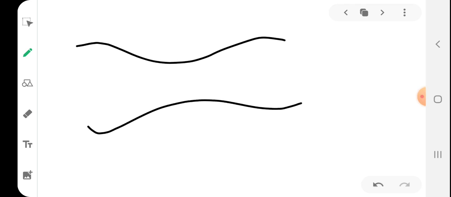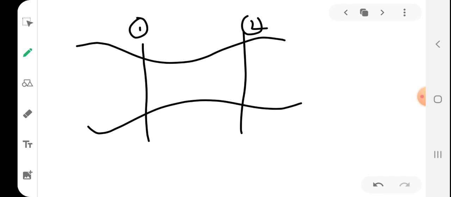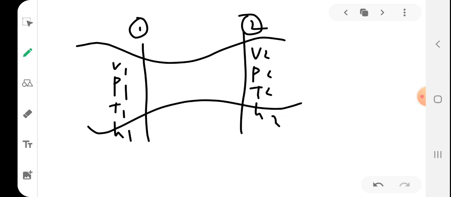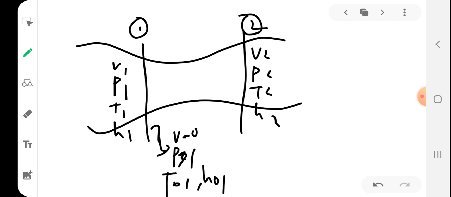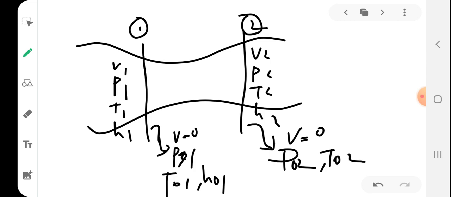Students, I will draw once more. Suppose I am taking a section here, 1, and a section here, 2. Suppose the velocity here is v1, pressure p1, temperature T1, enthalpy H1, and here V2, P2, T2, H2. When I decelerate the flow isentropically at section 1, you will get the corresponding stagnation state as V equal to 0, P01, T01, H01. Similarly, if you decelerate from section 2, you will get V equal to 0, but the stagnation pressure will be P02, T02, H02.